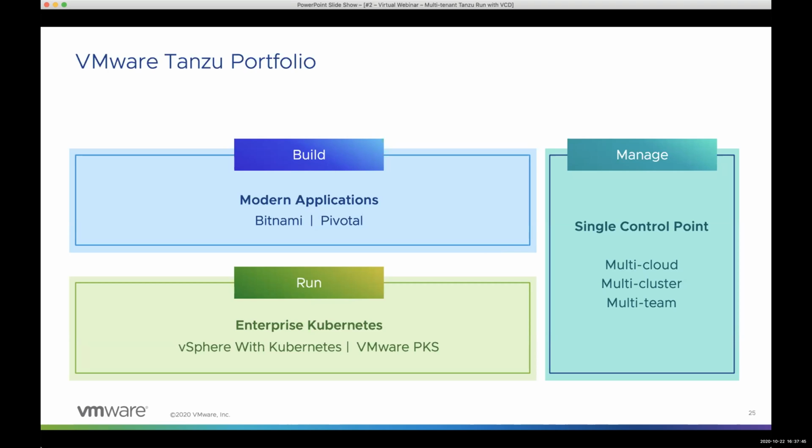And then we have VMware PKS, which has now been rebranded as TKG, Tanzu Kubernetes Grid. So these are the two variations to run your Kubernetes clusters. So you build your applications, you run your applications, and once you build and run, how will you manage it? That's where the third pillar comes in, called manage.